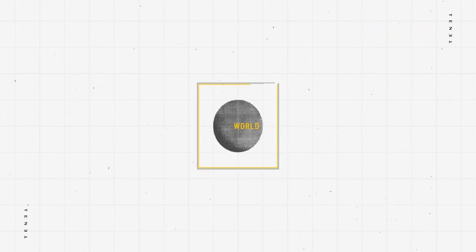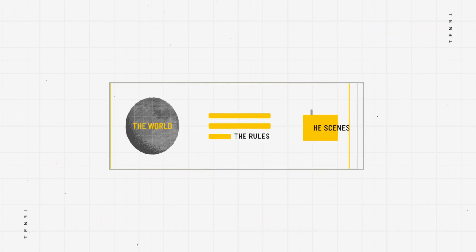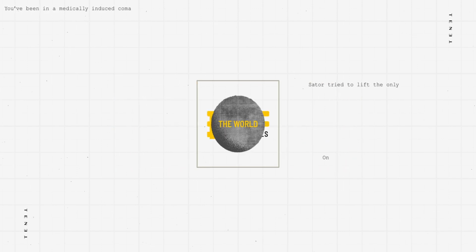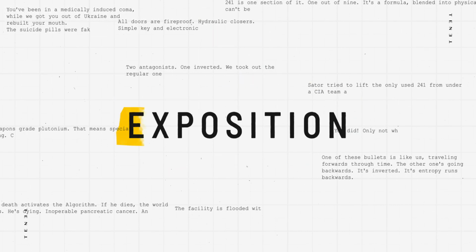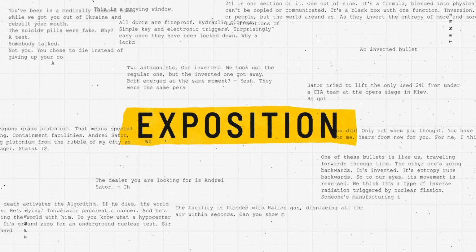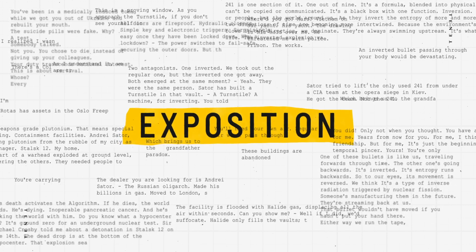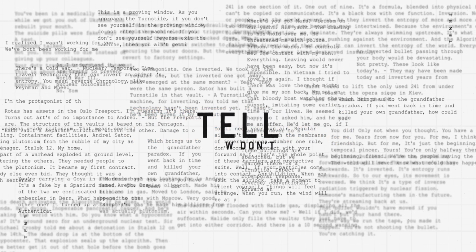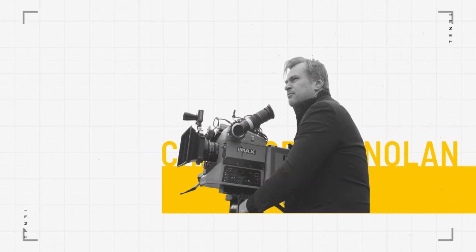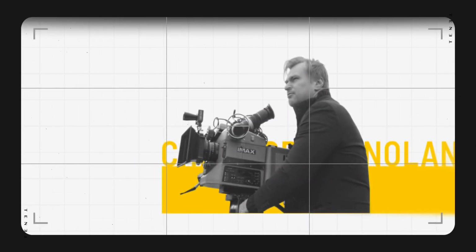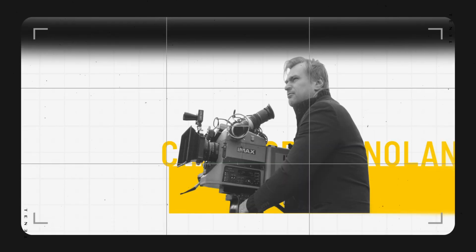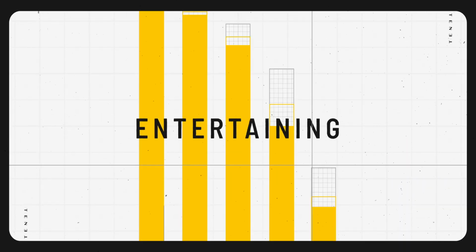Given the complexity of the world, the rules and the scenes, most of the dialogue is relegated to an expository role, where characters explain things to each other and therefore to us, the audience. Since there is so much information to be delivered, the dialogue tells, and there's no much leeway for subtext. But Nolan knows this, and here is where Nolan the director steps in and uses different techniques to hide the exposition by making it entertaining.